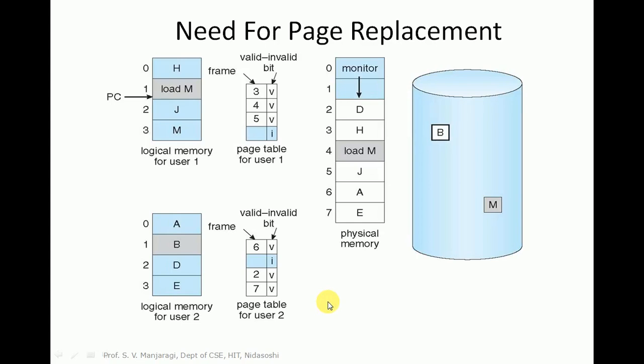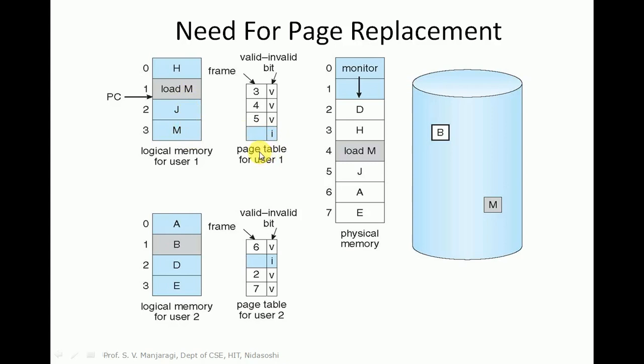Now let us look at the need for page replacement. If you look at this particular diagram, there is a physical memory which consists of a number of frames, and already some pages have been allocated to these frames. There is a logical memory for user 1, which has these pages, page numbers 0, 1, 2, 3. These are the instructions, each page having H, M, J, M.